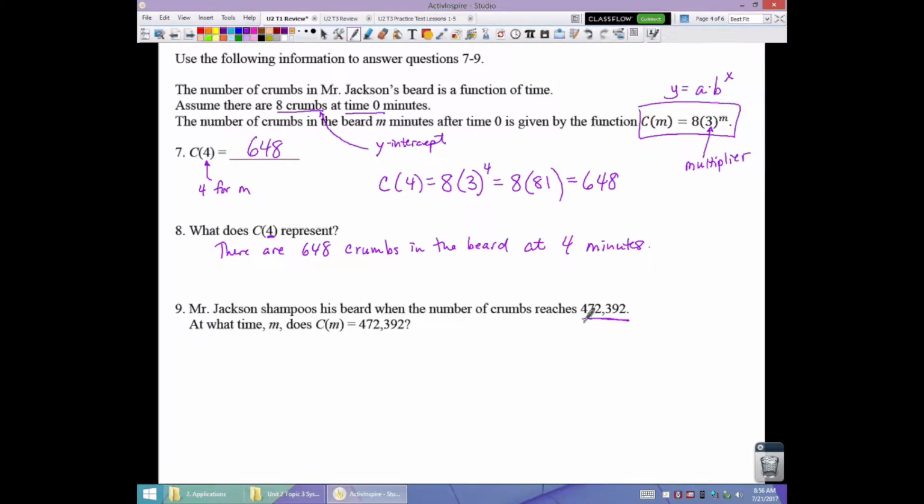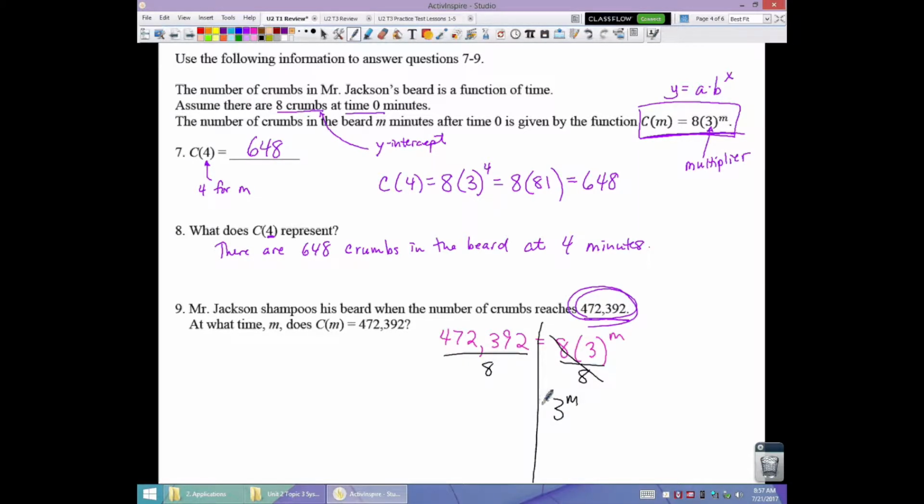So you can either put this equation in your graphing calculator, then go to the table and just look for this value, 472,392, for a y value. Now to actually solve this, you would have to substitute that for C of m, and then try to solve the equation for m. The first step there would be to divide by 8.